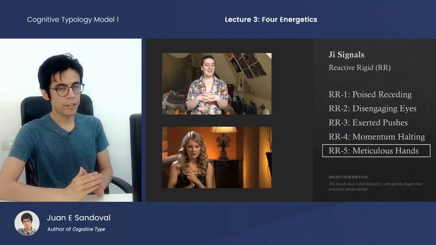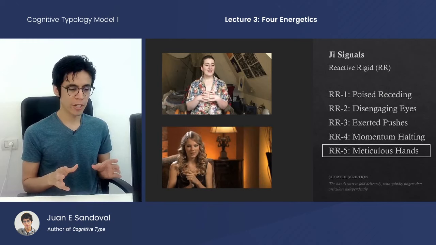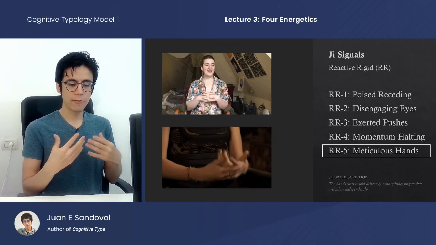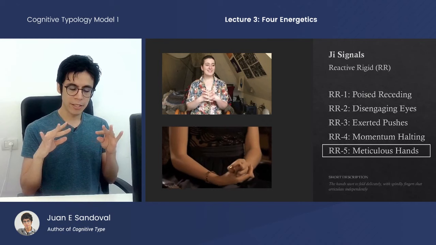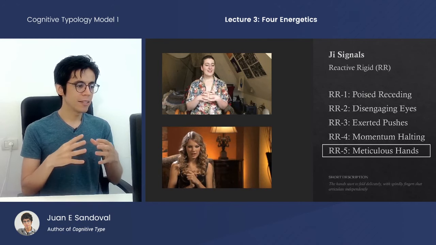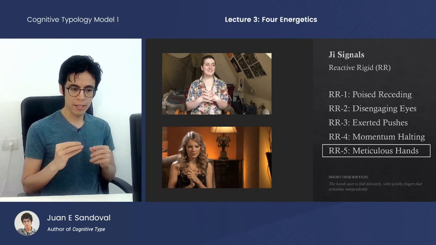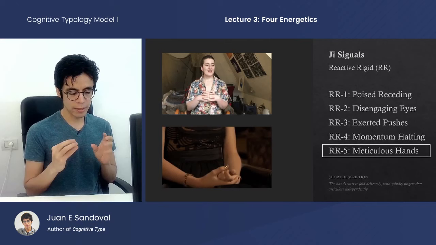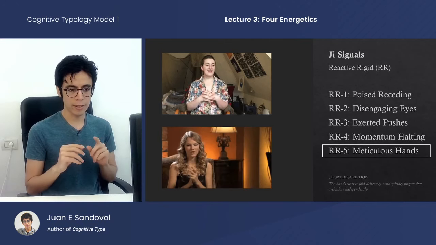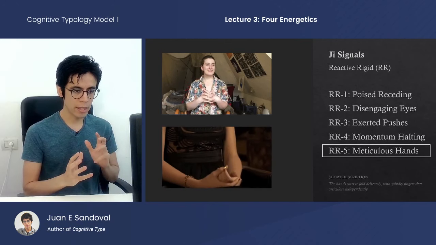And lastly, we have here meticulous hands. I really like this one. So the short description here is that the hands start to fold delicately with spindly fingers that articulate independently. So the fingers articulating independently is the kind of finesse and delicacy that has a correlation with JI psychology also, as you'll see in a bit.